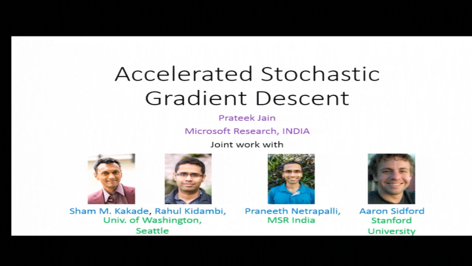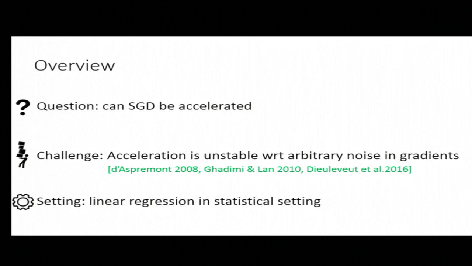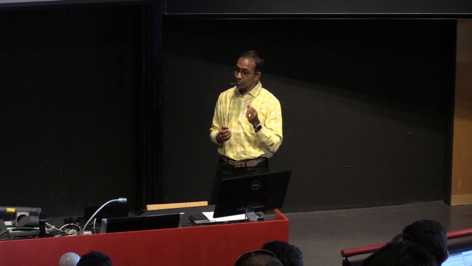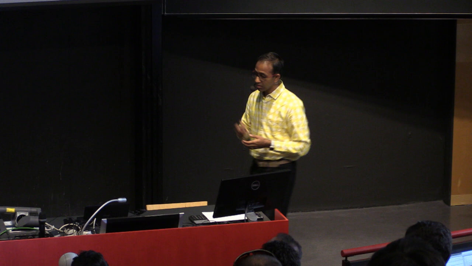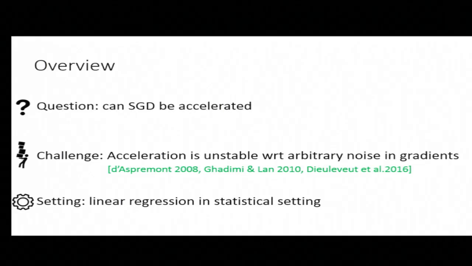So in this talk, we are going to ask a very simple question, which is, can we accelerate SGD in certain nice statistical settings? It's well known that accelerated gradient methods are very susceptible to even a tiny bit of perturbation in your gradients. But there were some very interesting recent results, especially by Ghadimi and Lan, as well as Francis Bach's team, which showed that if the noise in your gradient is additive, and if it is uncorrelated with your gradient itself, then you can accelerate SGD very well. Your accelerated gradient methods are stable to that sort of noise.